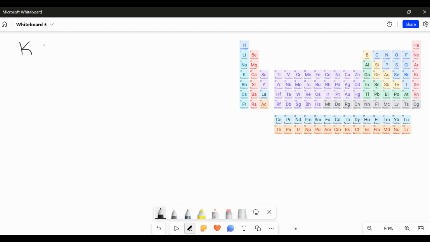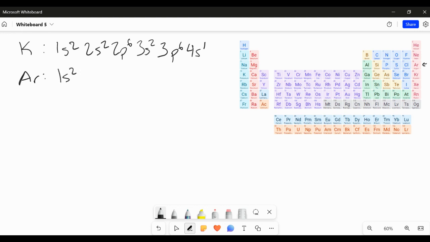Potassium's normal electron configuration is 1s2, 2s2, 2p6, 3s2, 3p6, 4s1. Okay? Now, this notation is actually really long, okay? But let's look at the noble gas that comes just before it, argon. Okay? Argon, its electron configuration is 1s2, 2s2, 2p6, 3s2, 3p6.